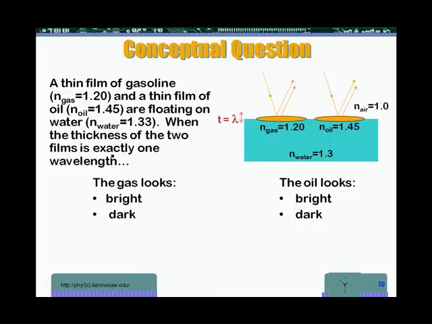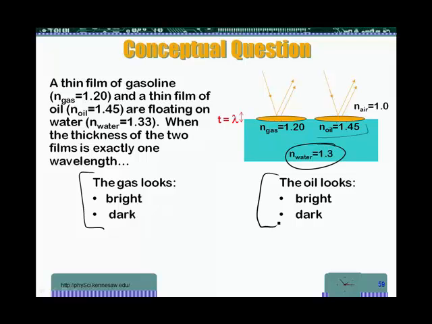Now let's take this other case. What we have here, we have some water of index of refraction 1.3, and we have a layer of gas here of index of refraction 1.2, and a layer of oil of index of refraction 1.45. Now the question is, when the thickness of the film, this film or this film, is exactly one wavelength, would the gas look bright or dark? And then the same question for oil.